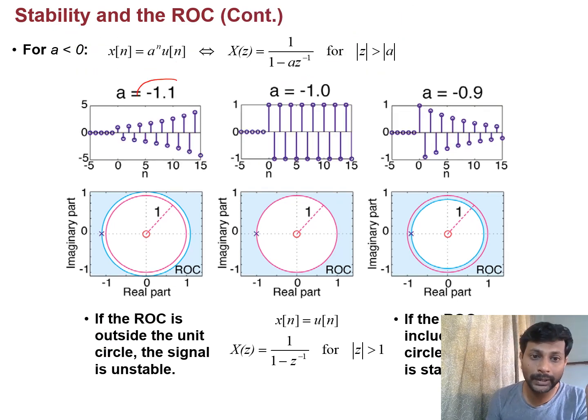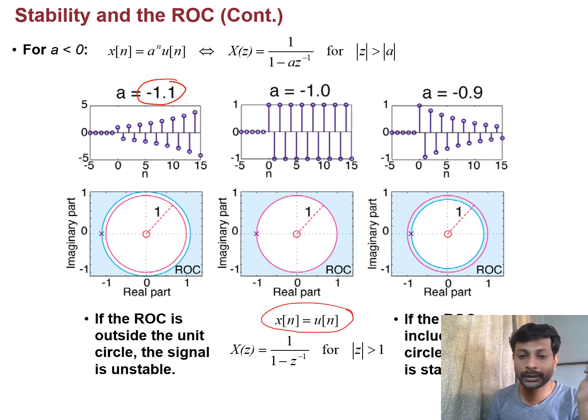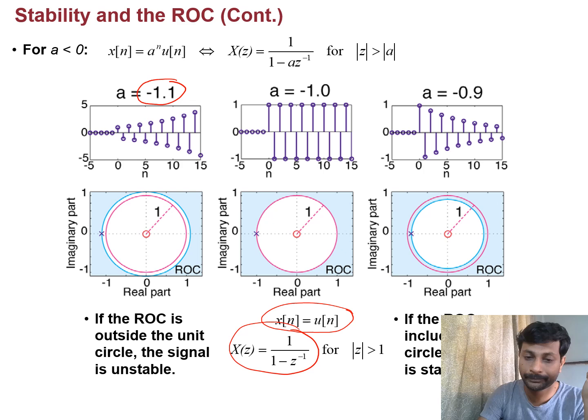a is equal to minus 1. In the previous example, we considered a equal to 1.1 and 0.9. Obviously we can see the ROC is outside the unit circle, so the system is unstable. Similarly, in this one the ROC includes the unit circle, so the system is stable. Here we consider x[n] to be u[n], the unit step. So a is equal to 1, and obviously we will get X(z) equal to 1 by 1 minus z inverse.